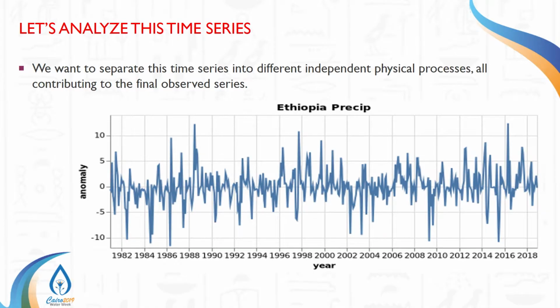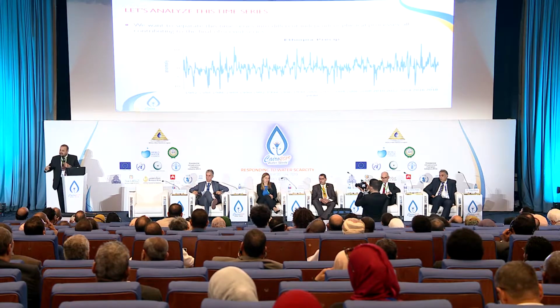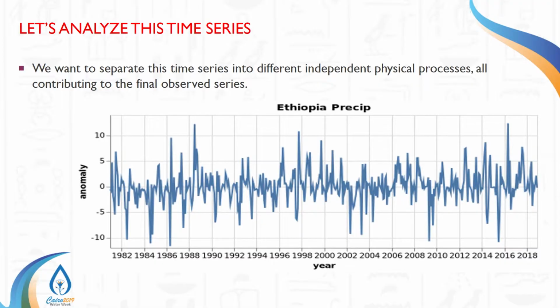And we just want to analyze this data. So let's take a look into this precipitation data in Ethiopia, and we want to separate this time series into different independent physical processes. If you take a look into this time series, you will not be able to identify what are the driving forces, what are the driving physical processes which contribute into the different kind of precipitation variability. It is very hard to do something like this.